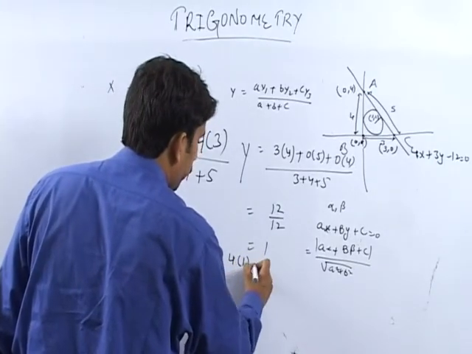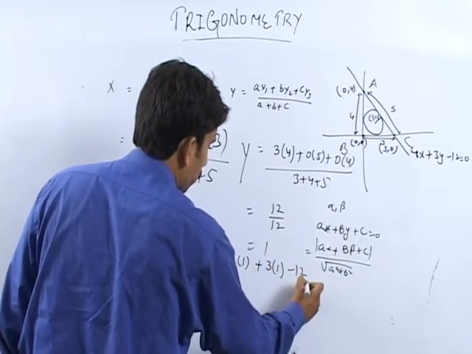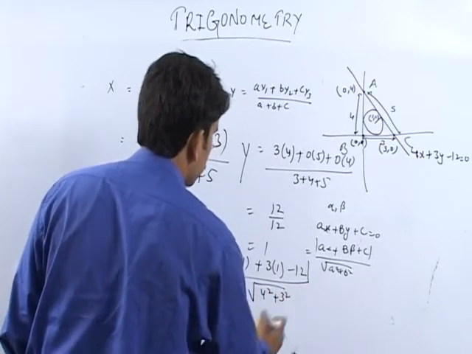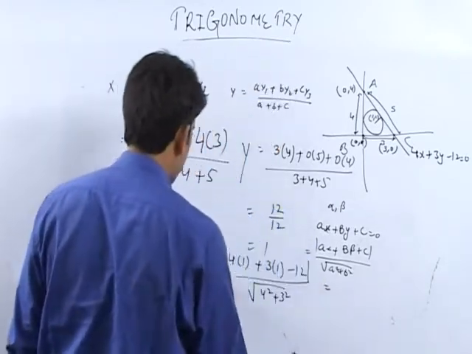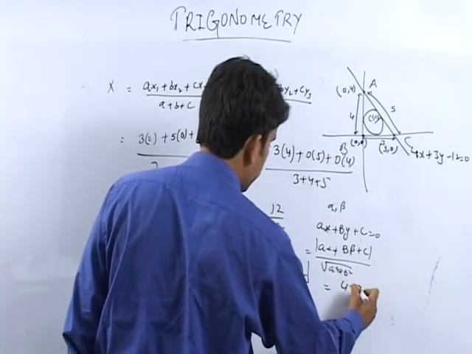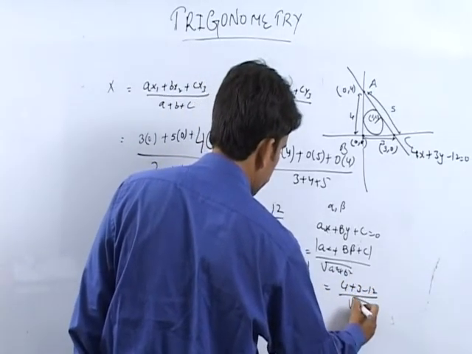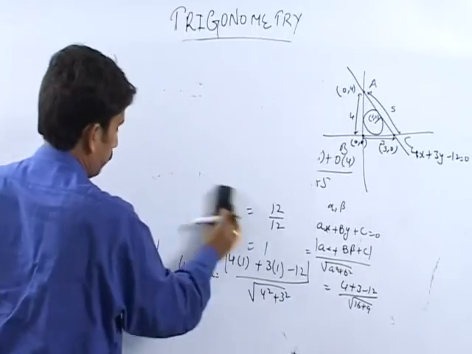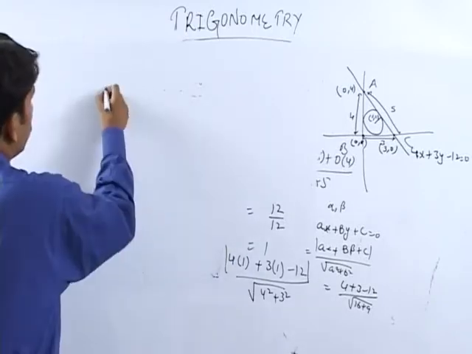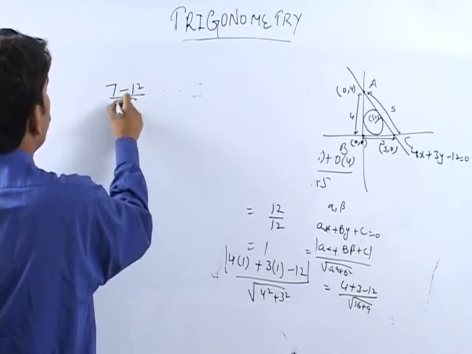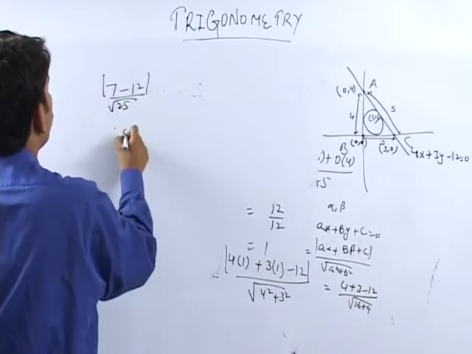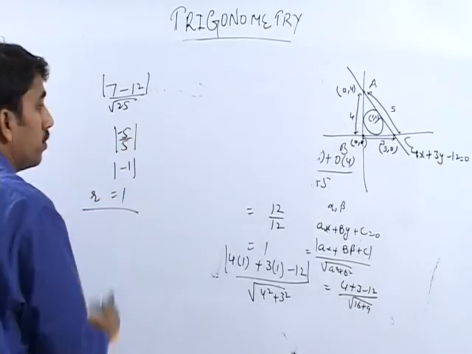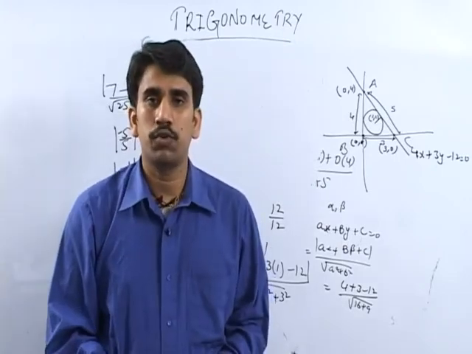So in the same way you will find the distance here. This will be equal to mod of 4 into 1 plus 3 into 1 minus 12, whole over under the root 4 squared plus 3 squared. And this is small r, this will be equal to 4 plus 3 minus 12 over root 16 plus 9, which is 7 minus 12 over root 25, mod of minus 5 over 5, which is mod of minus 1, equal to 1. Therefore, the value of the inradius is equal to 1.